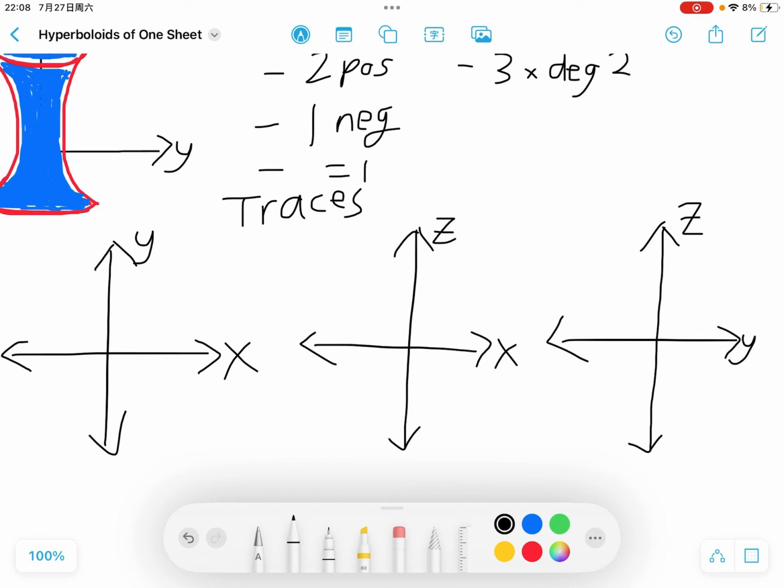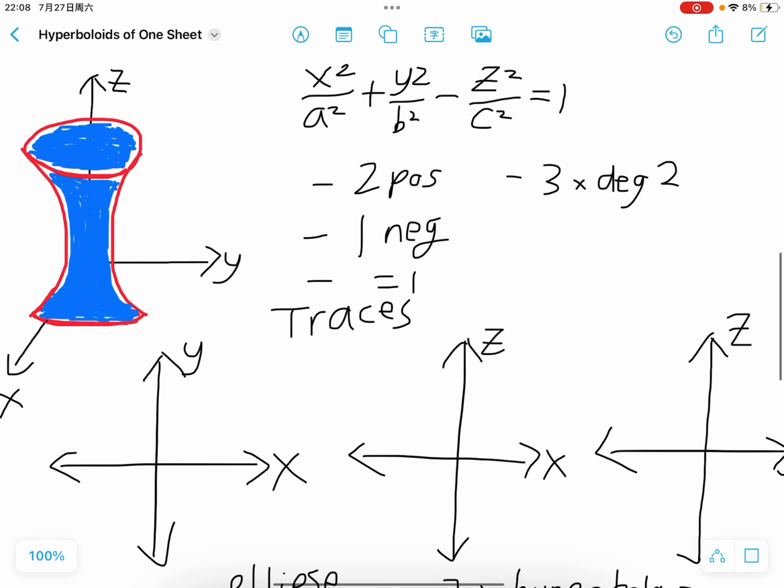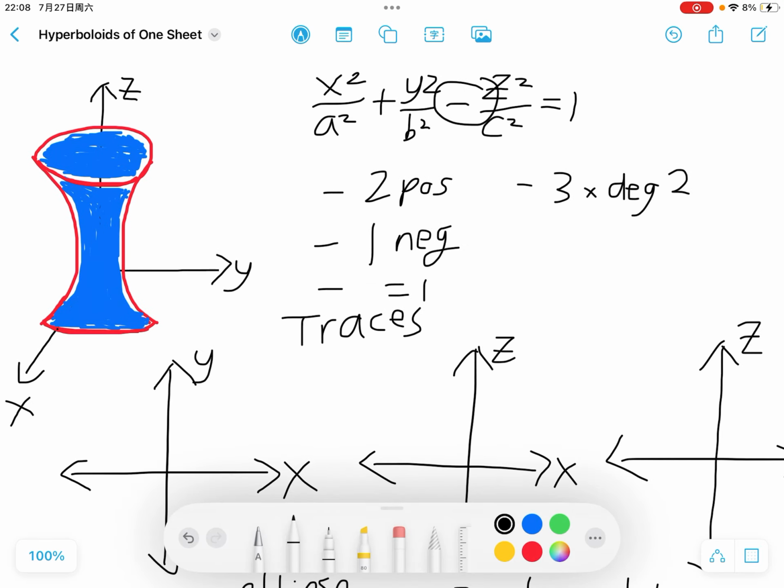So for a hyperboloid of one sheet, one of these traces is an ellipse, and the other two traces are hyperbolas. In fact, I forgot to mention something about the equation. The negative term here, with the negative sign in front, is the axis which the graph would be parallel to. So it's parallel to the negative term, right?